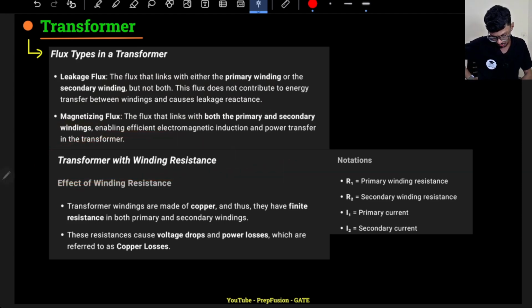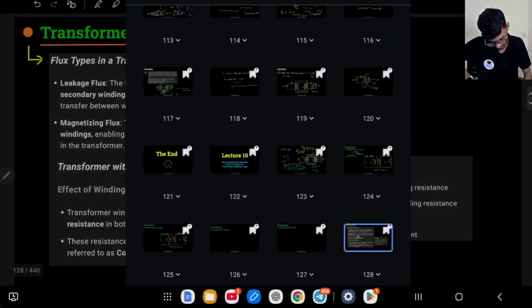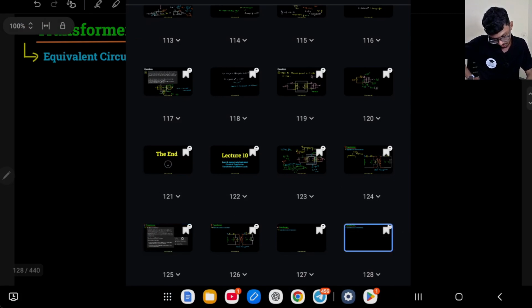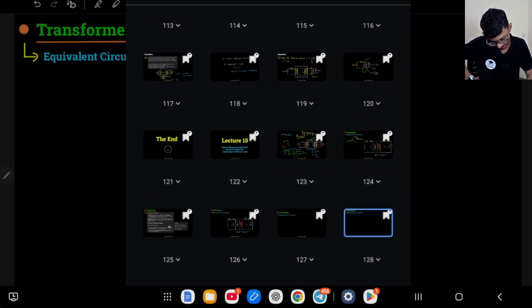Transformer winding resistance. Transformer windings are made of copper. Of course, they will have some finite resistance, although very low. And if some current flows through the windings, there will be some loss. There will be some copper loss. So I will just place this here only. We have discussed that.